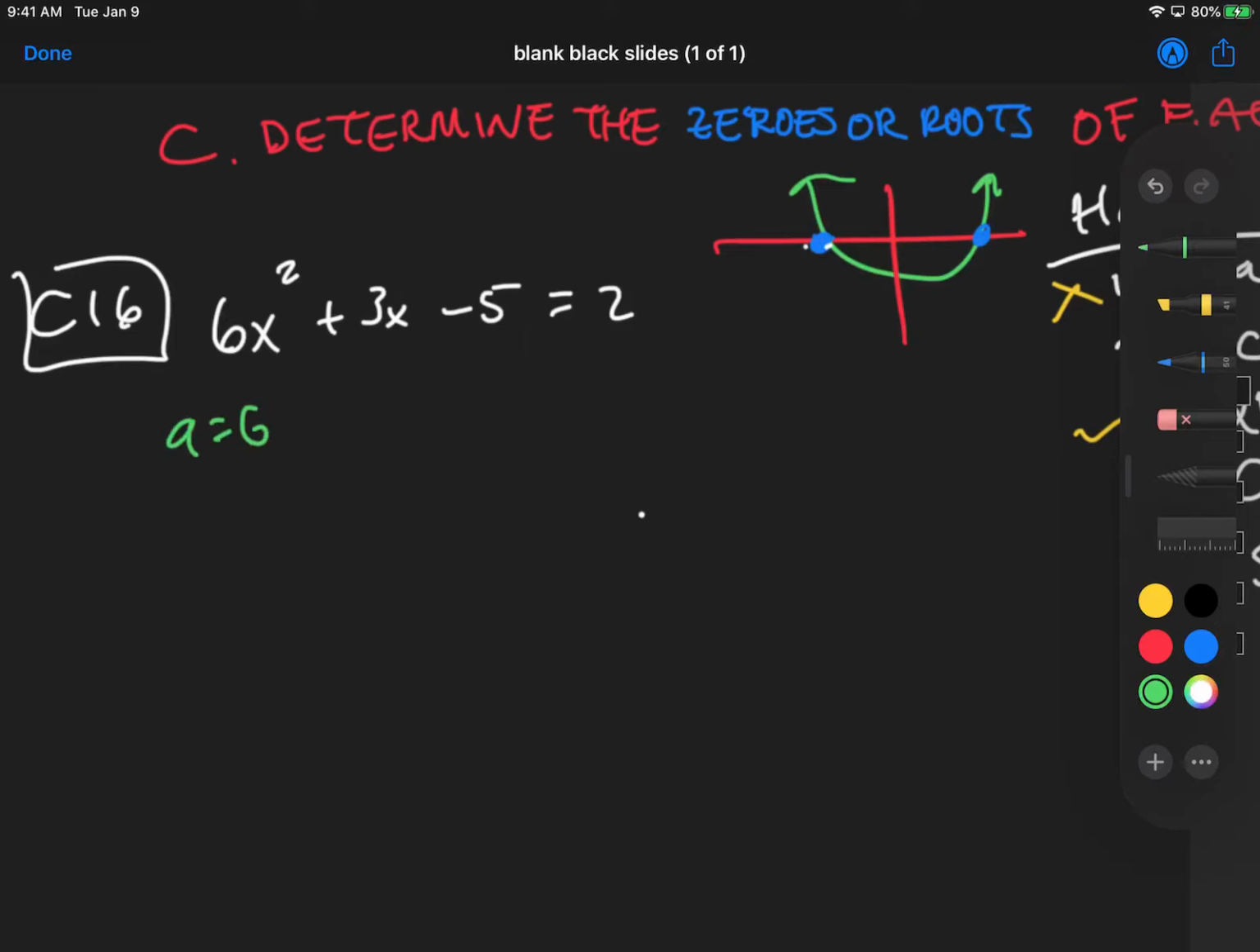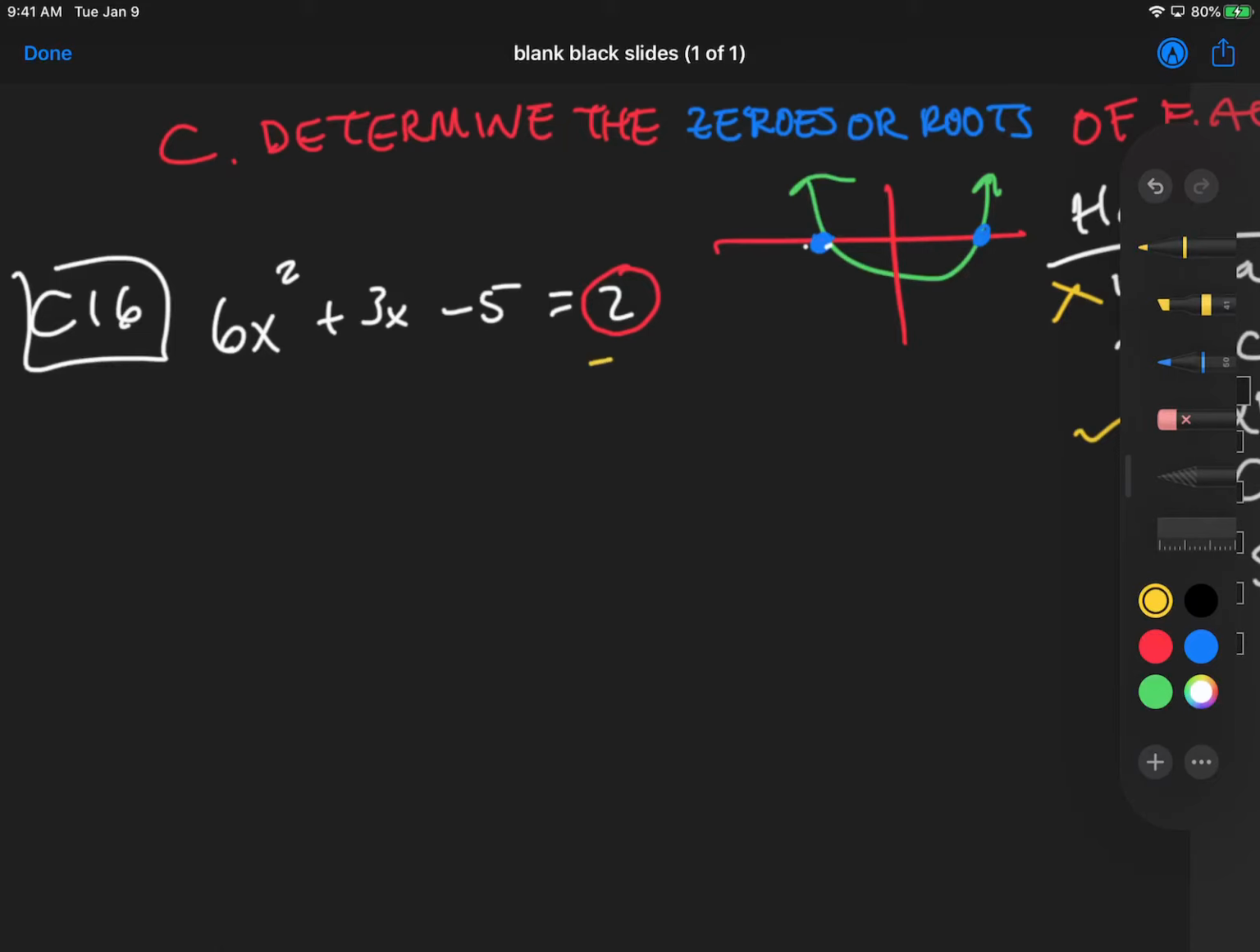A is 6, B is 3, and C is -5. Does that look right? That's a common mistake for students because they think that's what they see there on the left side, but look at that 2 there. Okay, so this is wrong. We actually have to move that 2 to the left side of our equation. Let's go ahead and do that.